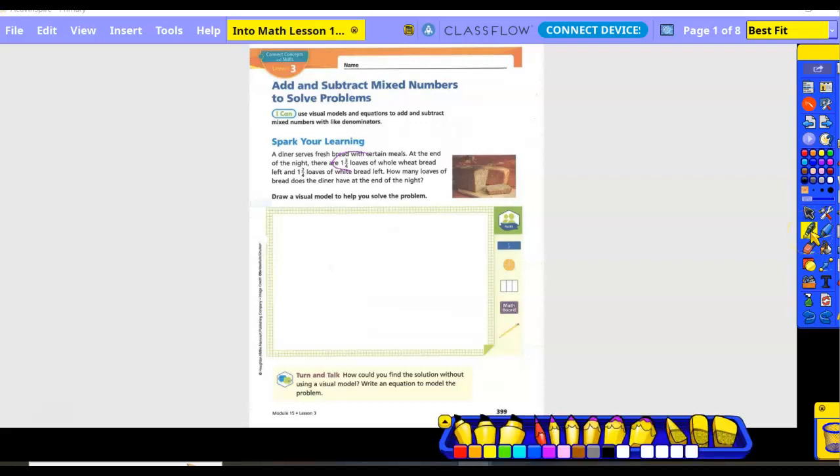Okay, so I'm going to pull out my information. 1 3/4, 1 2/4. How many loaves of bread does the diner have left at the end of the night? So what am I going to do, guys? Add, subtract, multiply, divide. Well, they were nice enough and told us we're either going to add or subtract. So am I adding or subtracting? Adding, right? Because we have this much of the wheat, we have this much of the white, and they want to know how much total was left. So 1 3/4 plus 1 2/4. They want us to draw a visual model to represent that.